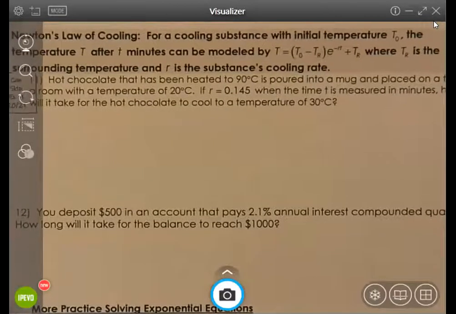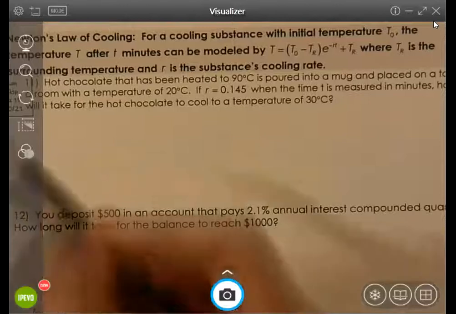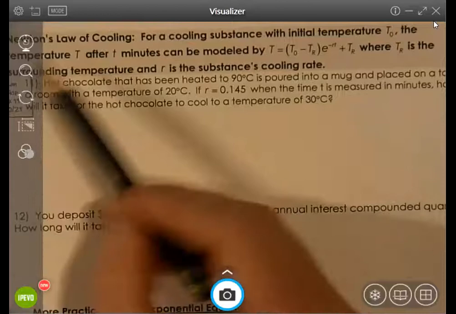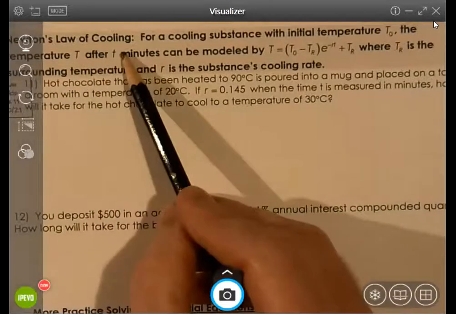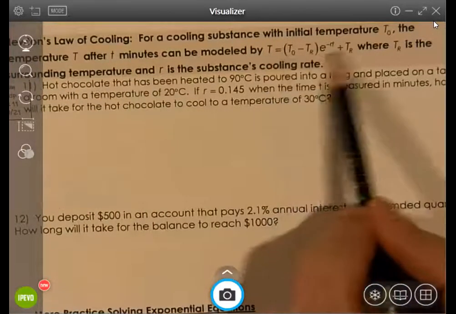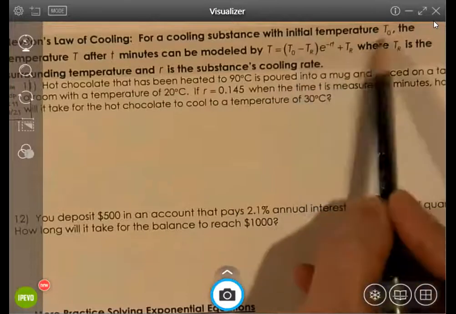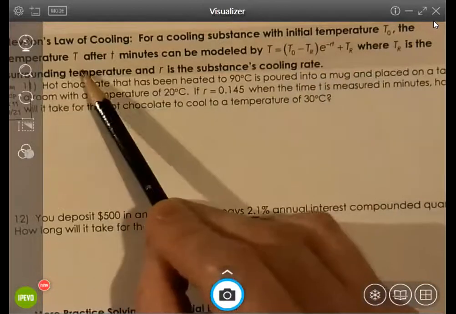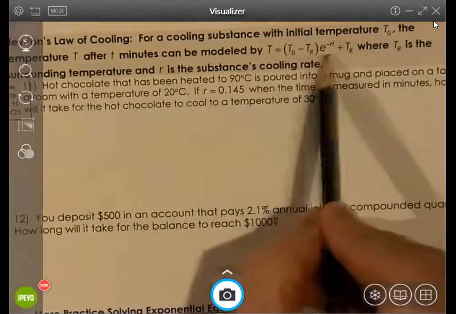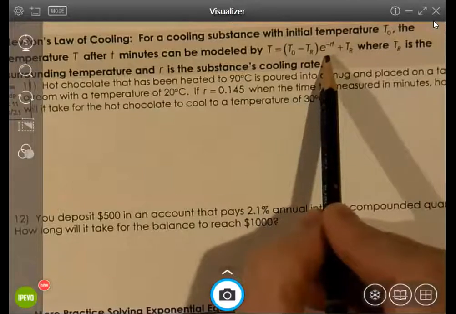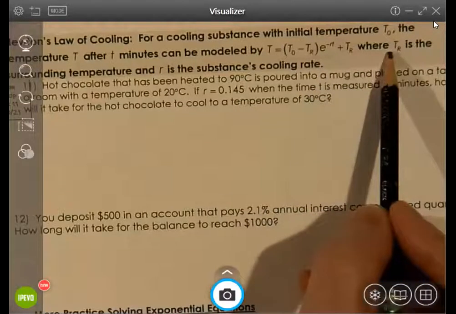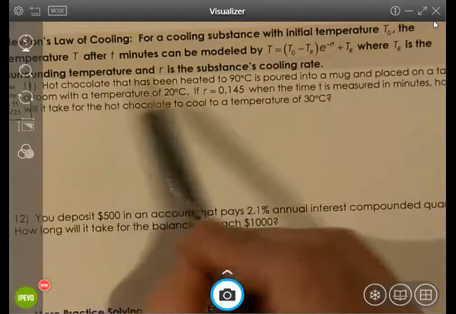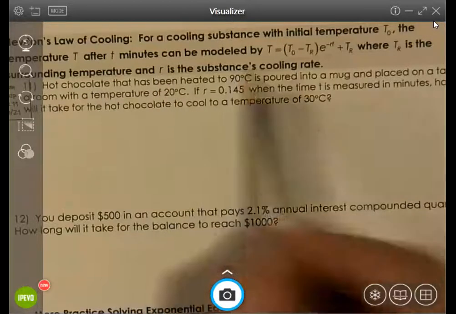All right, this isn't too bad. We don't particularly have to do this for this year, but just to get our notes filled in correctly, we have Newton's law of cooling. We have a particular formula here that allows us to plug in our numbers. T of 0 is the initial temperature. T after t minutes can be represented by this equation, where T of R is the surrounding temperature, the room temperature, and the r is the cooling rate.